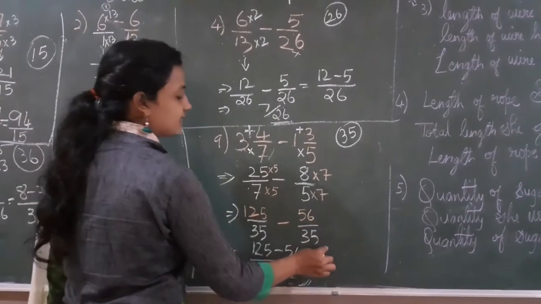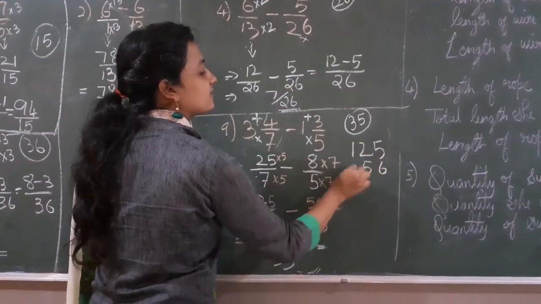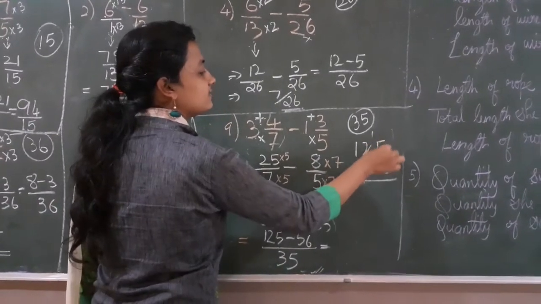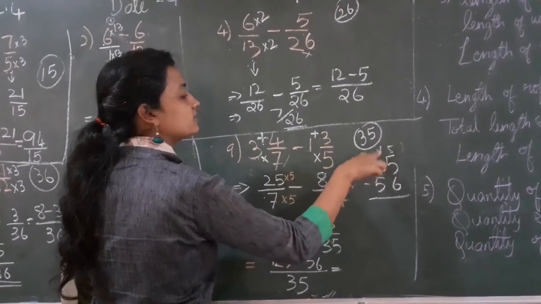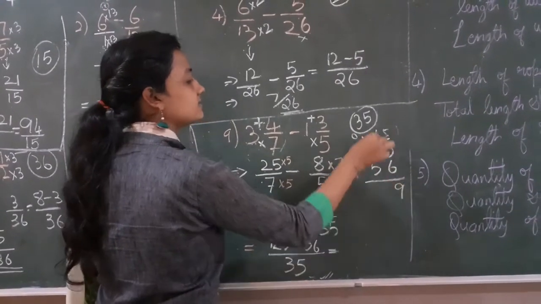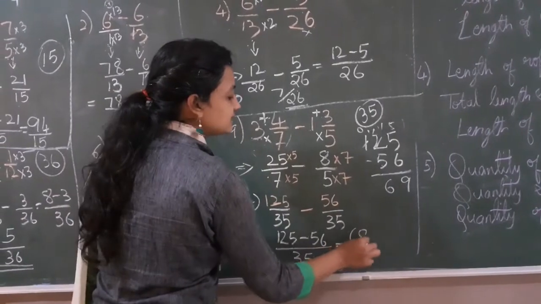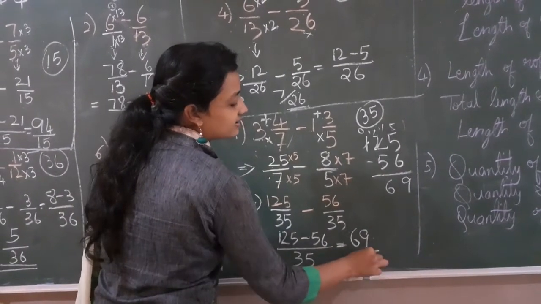Wait, let me check. 125 minus 56. So if I cancel, 15 minus 6 I get 9. 11 minus 5 I get 6. So my answer is 69 divided by 35.